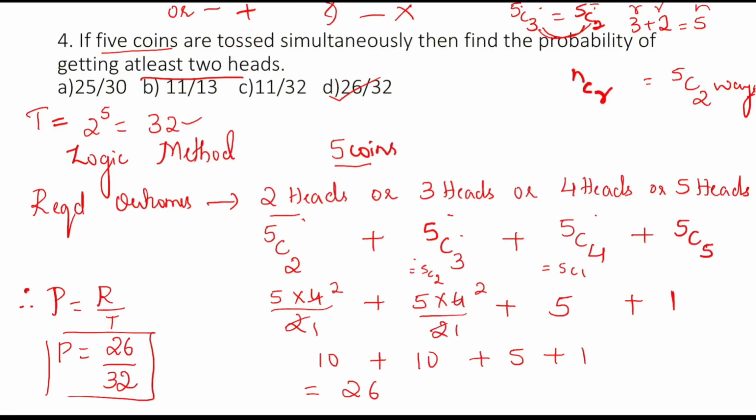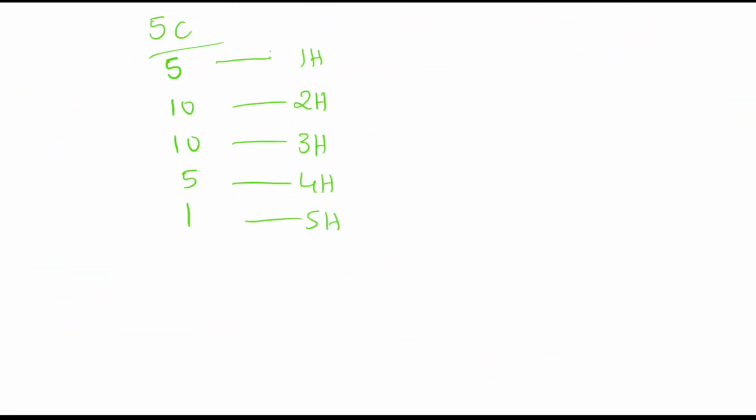Now what they are saying, at least 2 heads we want. At least 2 heads means 1 head is not okay for us. 2 heads okay, 3 heads okay, 4 heads okay, 5 heads okay. So these are okay, but this is not fine. So totally how many are okay for us? 10 plus 10, 20, plus 5, 25, plus 1, 26. Okay. So required outcomes are 26.